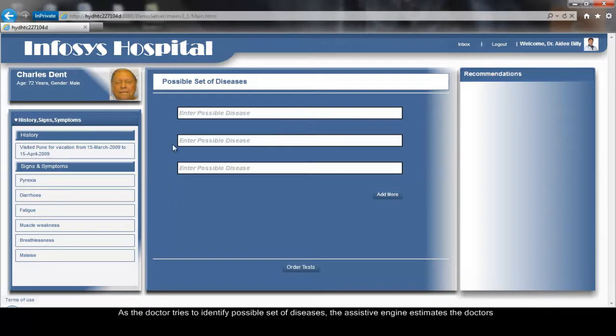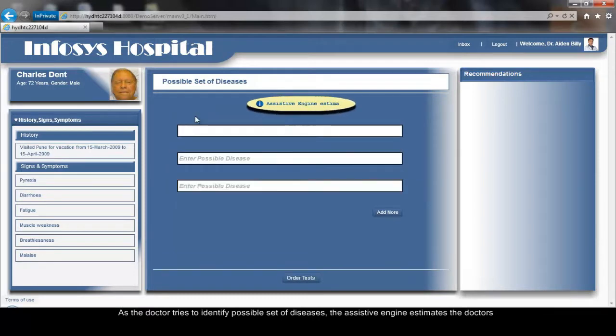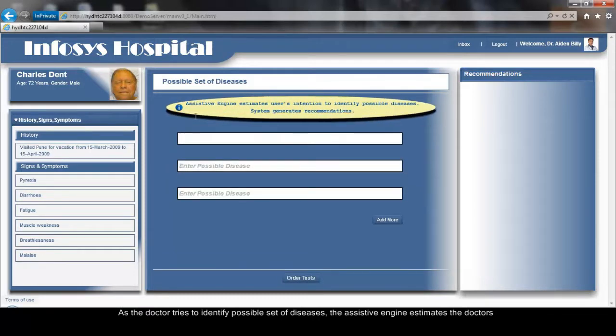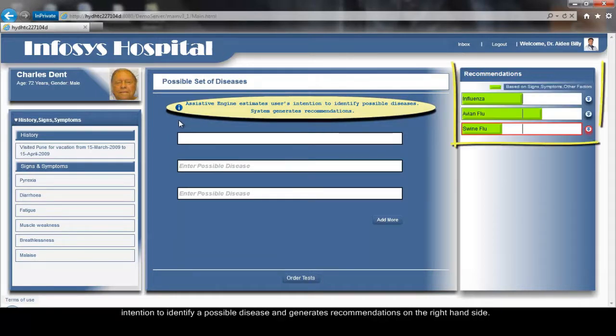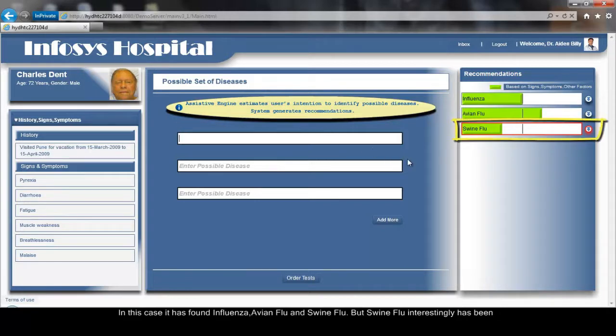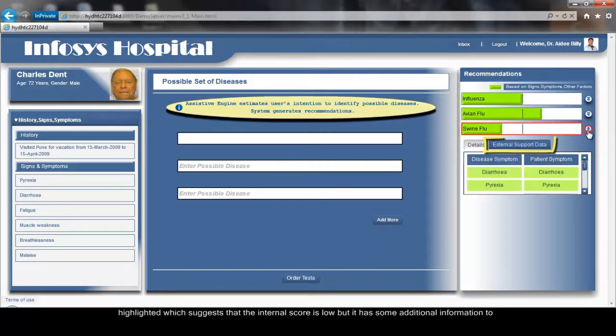As the doctor tries to identify a possible set of diseases, the assistive engine estimates the doctor's intention to identify a possible disease and generates recommendations on the right-hand side. In this case, it has found influenza, avian flu, and swine flu. But swine flu, interestingly, has been highlighted, which suggests that the internal score is low, but it has some additional information to show to the doctor.